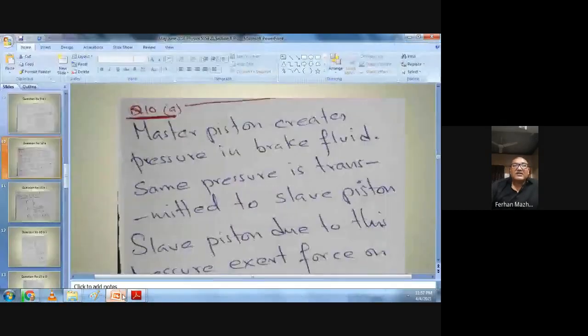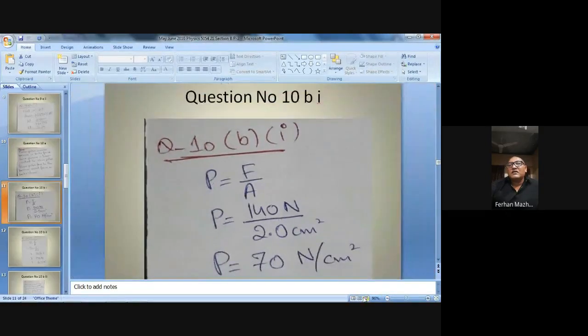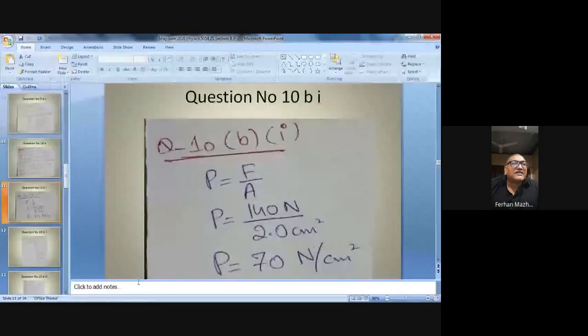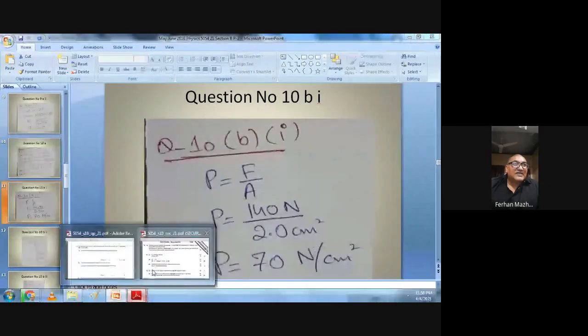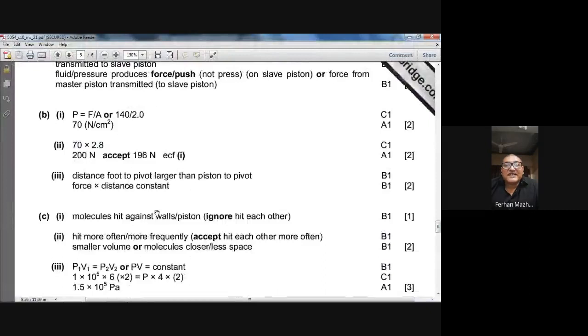So let me show you my work. It's very easy. The pressure is equal to force divided by area. So 140 Newton force is applied, and the area is 2 centimeters square. So 140 divided by 2 will be 70 Newton per centimeter square. Let's check the marking scheme. The marking scheme says 140 divided by 2 and 70 Newton per centimeter square is the answer. That's the first part, and I hope that you have understood this.